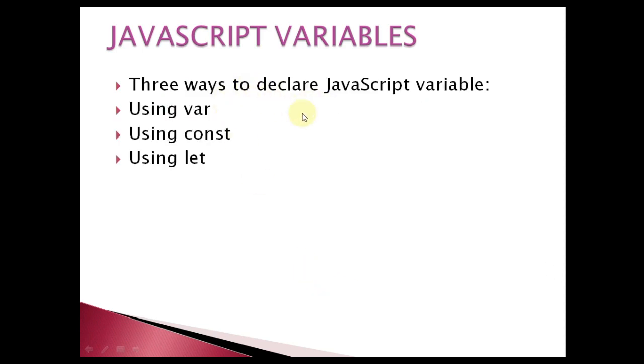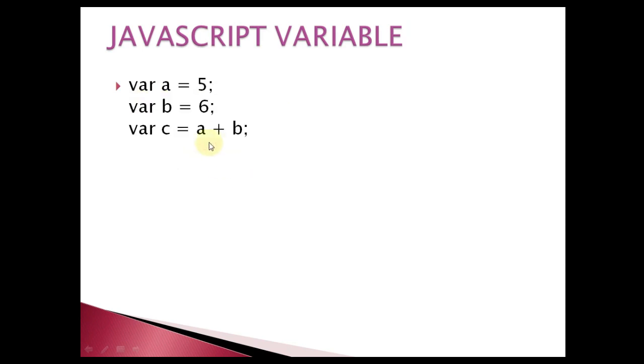There are 3 ways to declare JavaScript variables: using the var keyword, using the const keyword, and using the let keyword. Here you can see some code written: var a is equal to 5. This is how we declare a JavaScript variable, and at the same time we are assigning a value to the variable. var a means that a is the variable, and 5 is the value assigned to that variable. So the named memory location has a value of 5. The memory location that I have named A will have the value of 5.